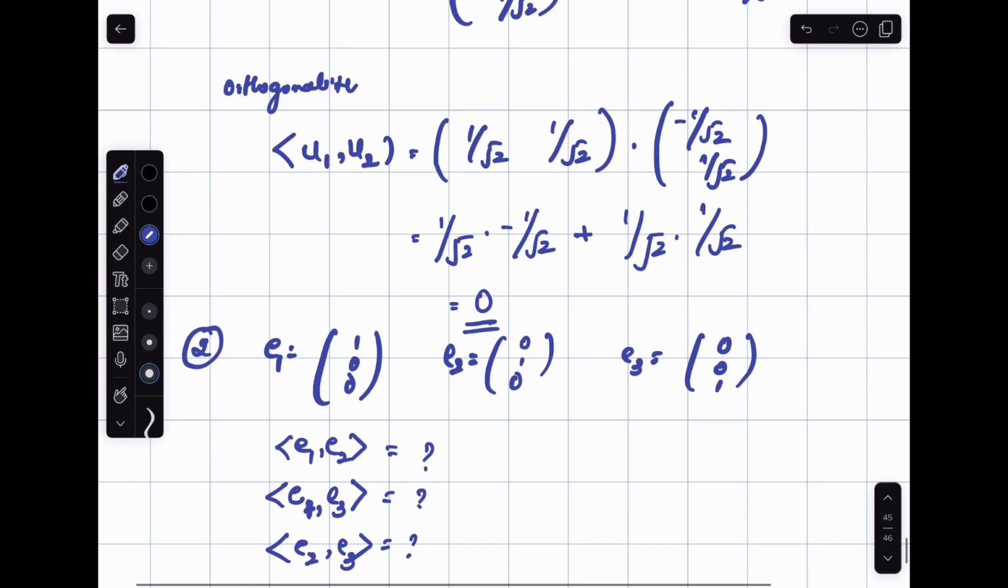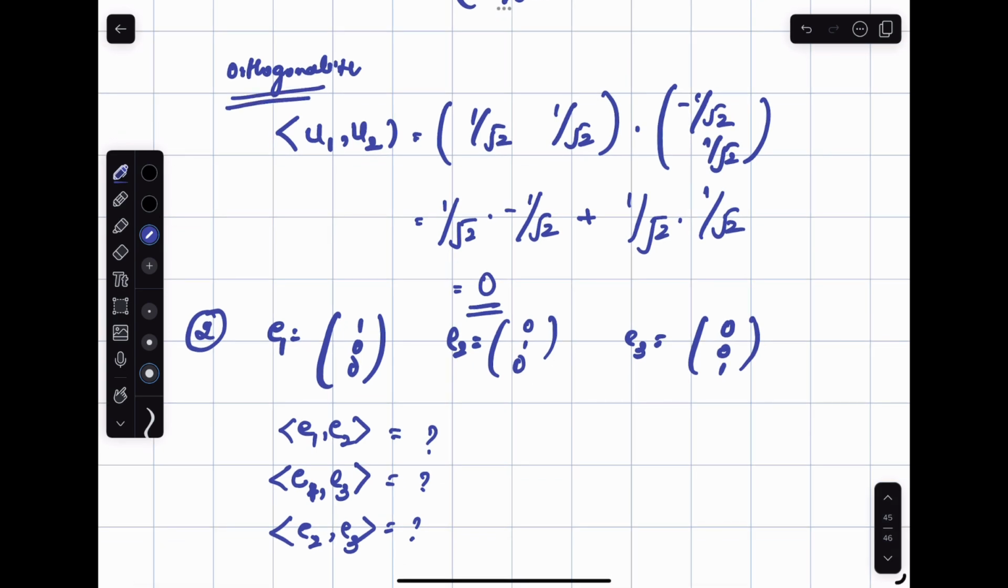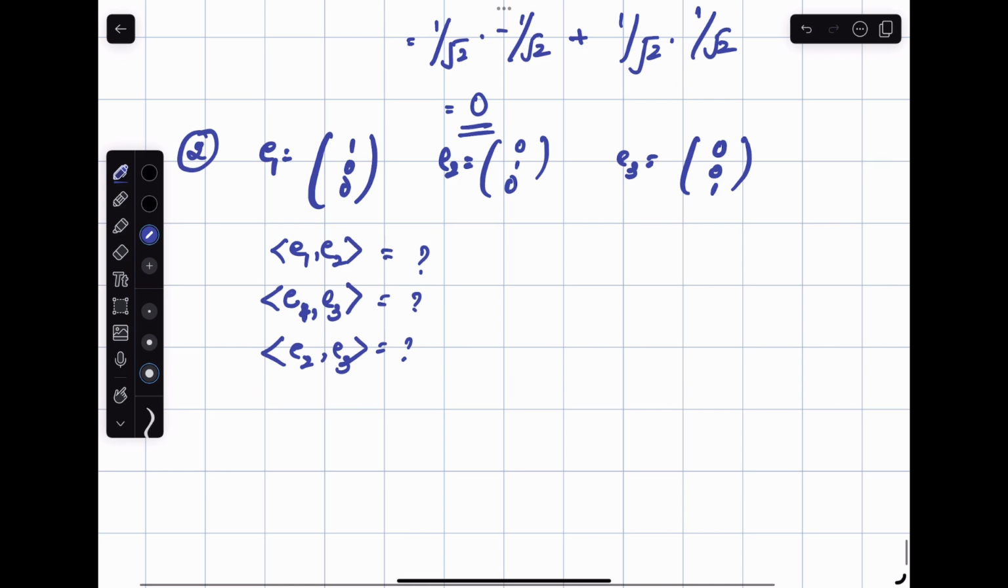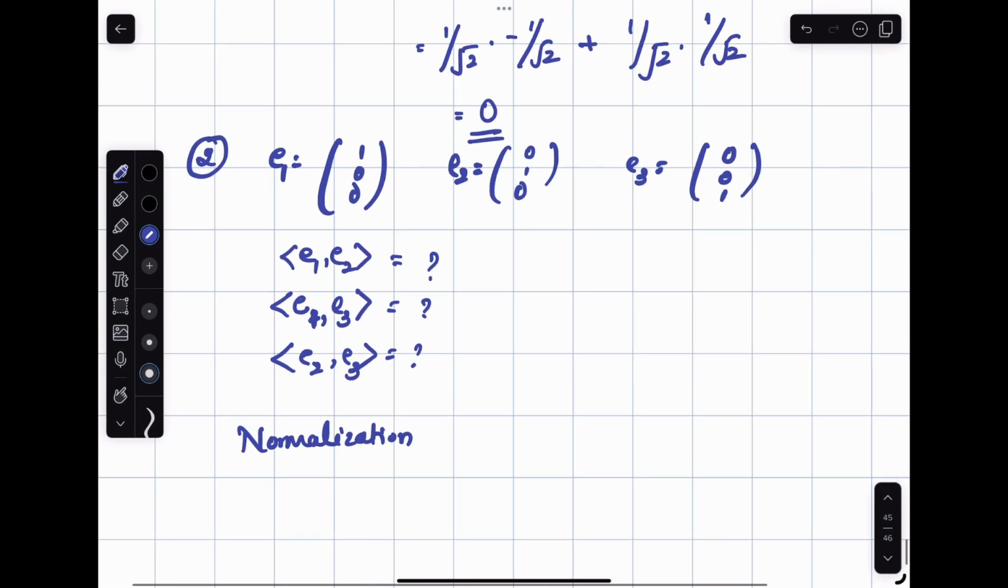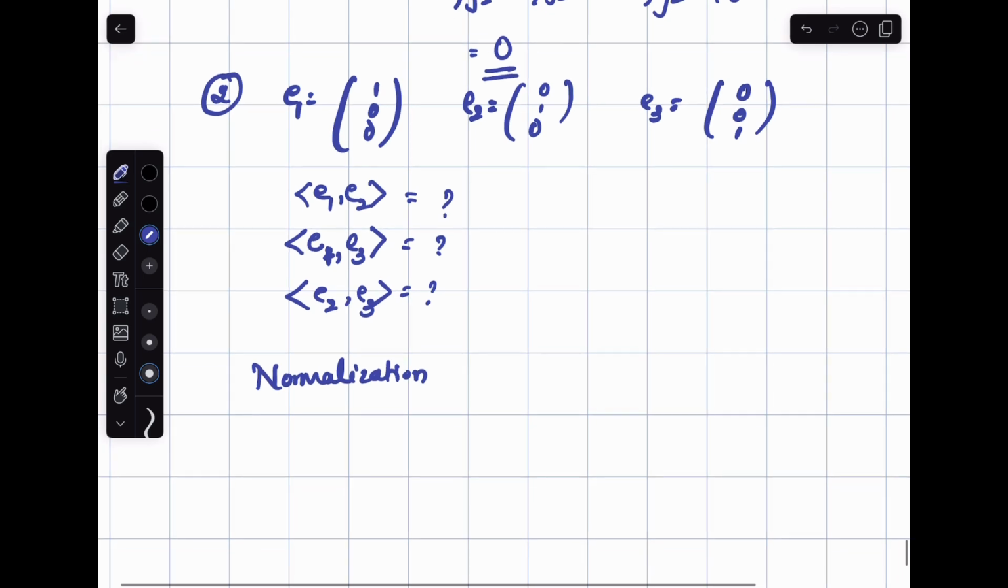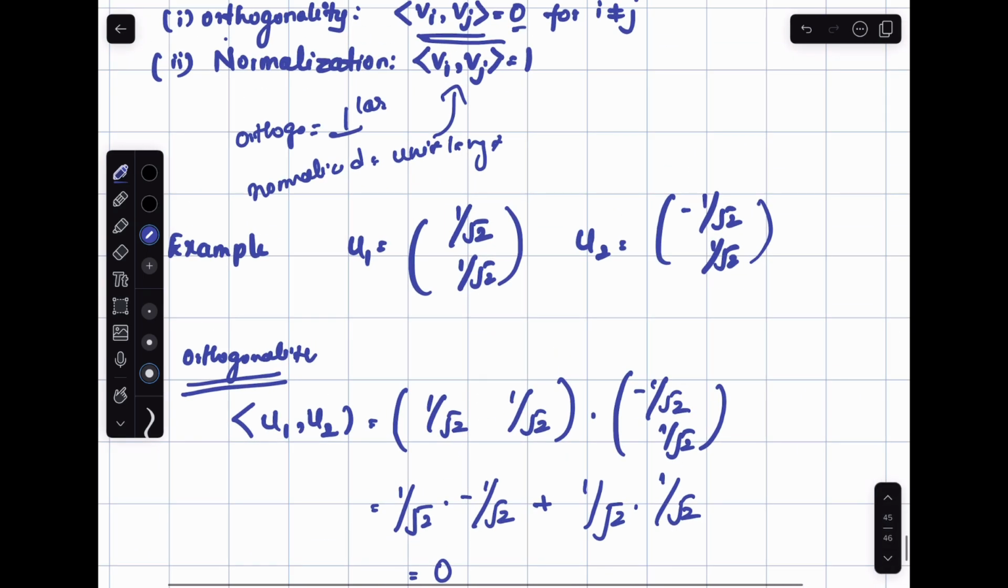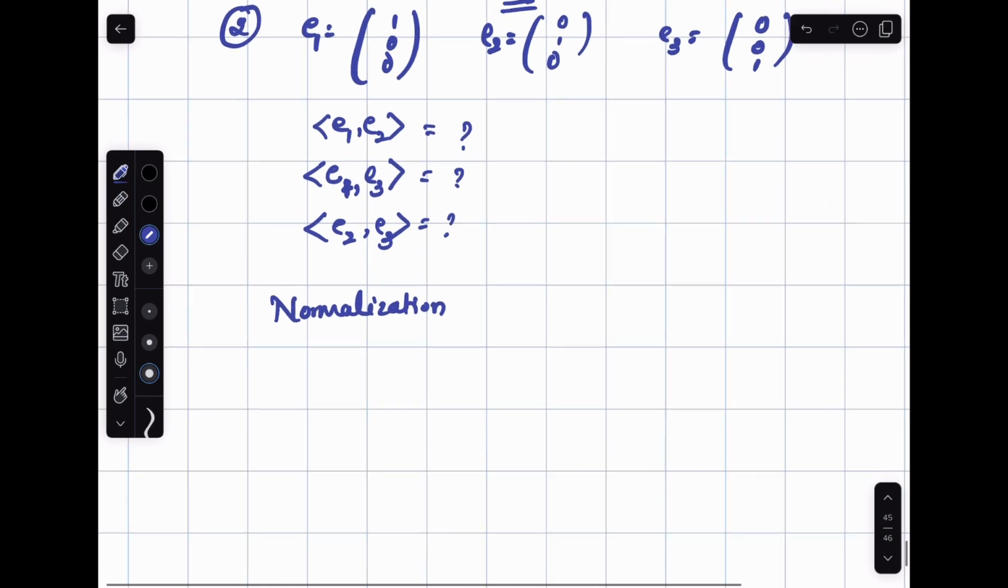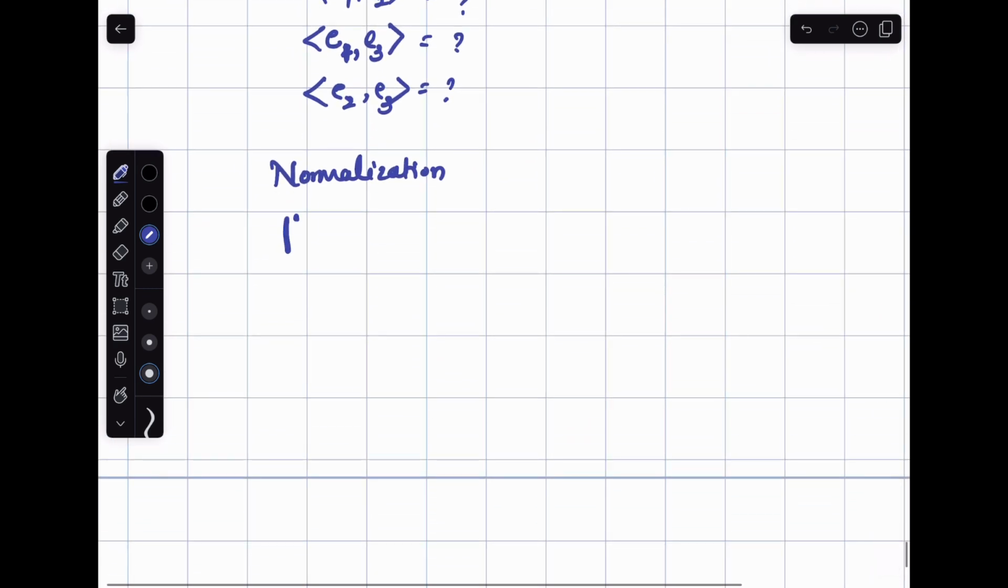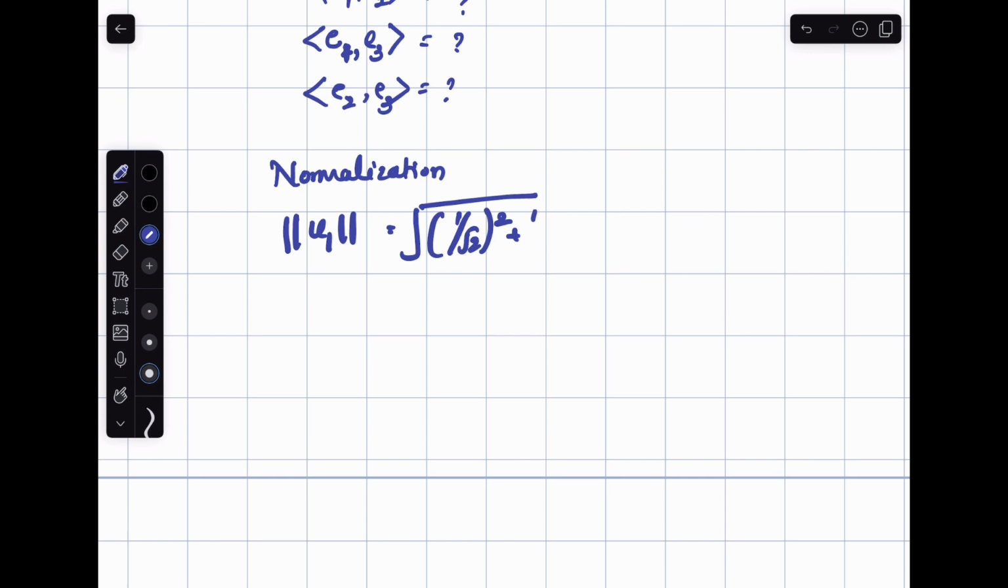Now one more term in orthonormal basis is normalization. How to find the normalization? The normalization formula is always the magnitude of that vector. Let me take the same example as the first one. We have to prove it is equal to 1. So the magnitude of u1 is the root of 1 by root 2 the whole square plus 1 by root 2 the whole square. We have done n number of problems on this. If you solve this, you will get 1.